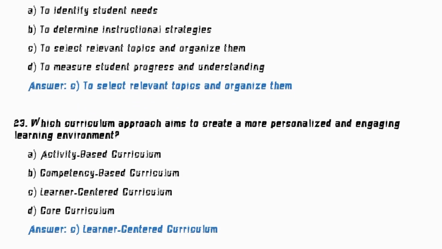Question number 23. Which curriculum approach aims to create a more personalized and engaging learning environment? Option A, activity-based curriculum. Option B, competency-based curriculum. Option C, learner-centered curriculum. Option D, core curriculum. Correct option is option C, learner-centered curriculum.